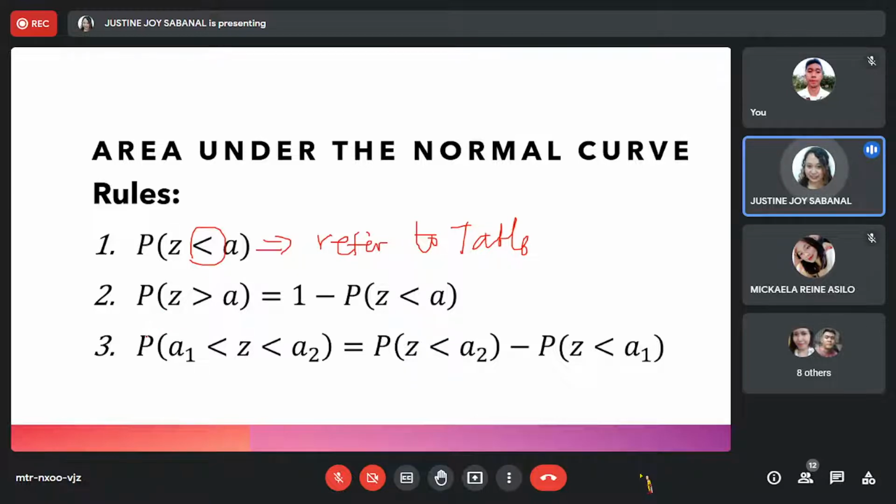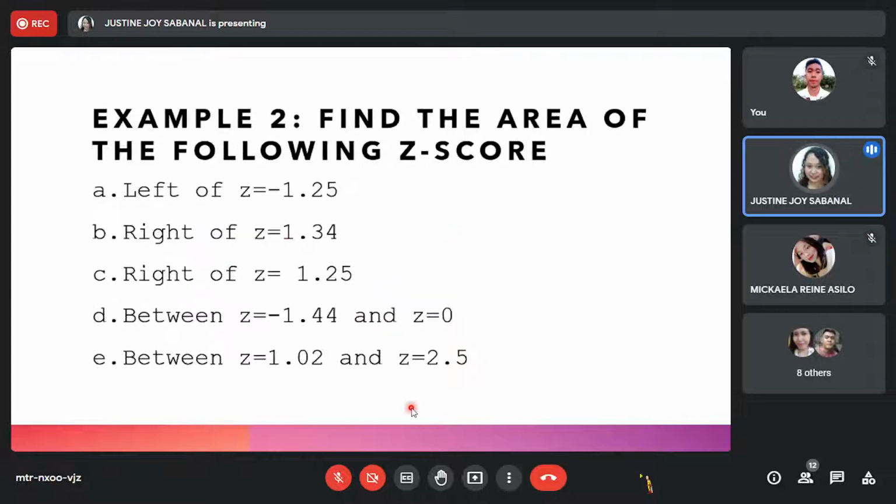Pero pag greater than na yung hinahanap, probability of Z that is greater than A, so it is expressed as 1 minus probability of Z less than A. Then, if we have to consider certain interval po, so that is probability of Z greater than A sub 1 but less than A sub 2. So that is expressed as probability of Z less than A sub 2 minus probability of Z less than A sub 1. So let's apply those rules po in the following illustration.